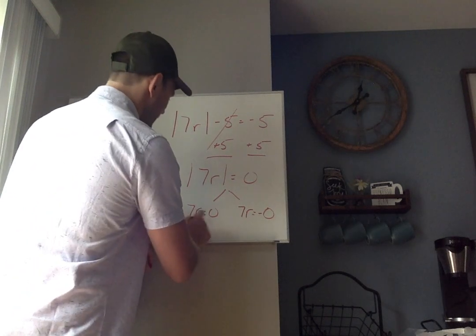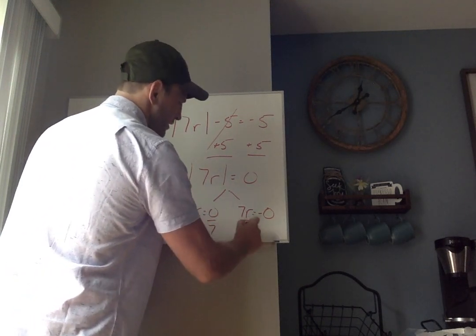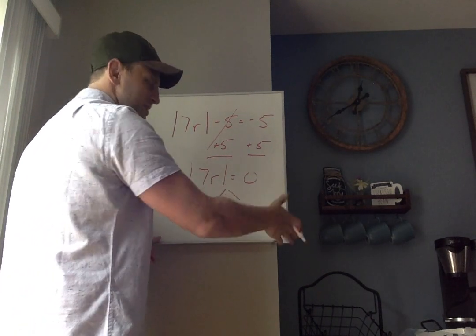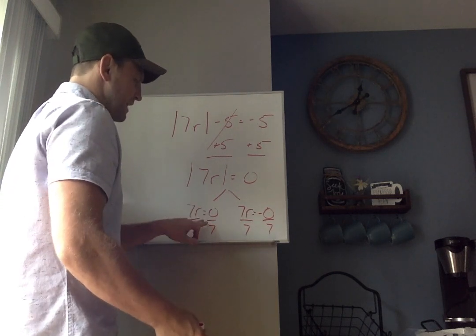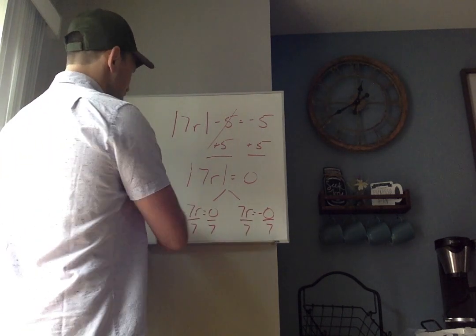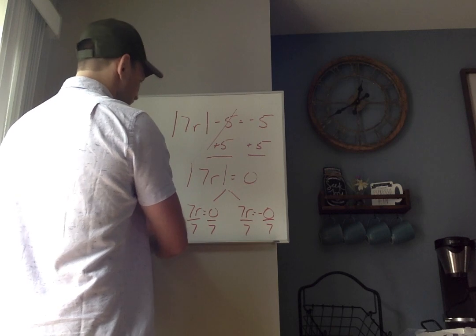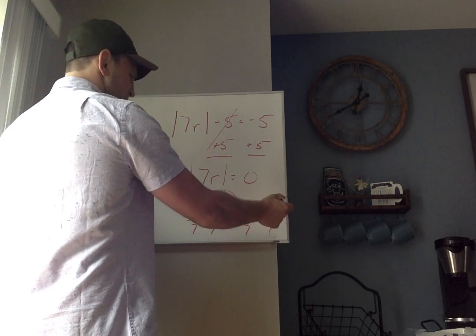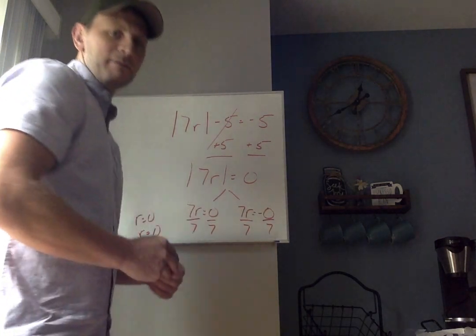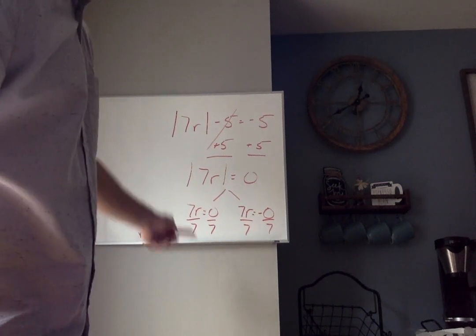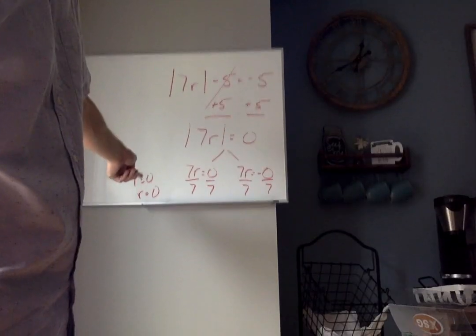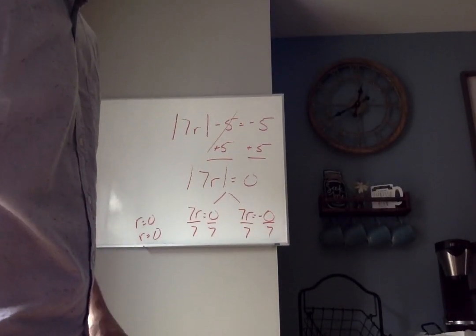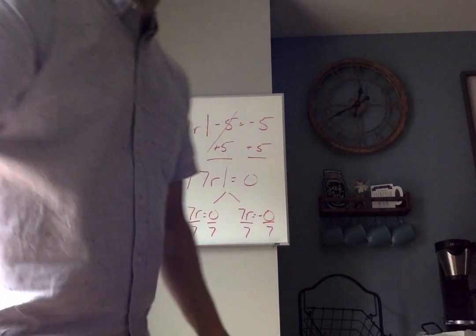I'm now going to divide by 7. If this was something other than a 0, I'd still be doing the process. It would be a positive that number and a negative that number. So over here I have r equals 0, and I have r equals 0 as well. So notice I have one solution, it's 0. If you guys have any questions, let me know.